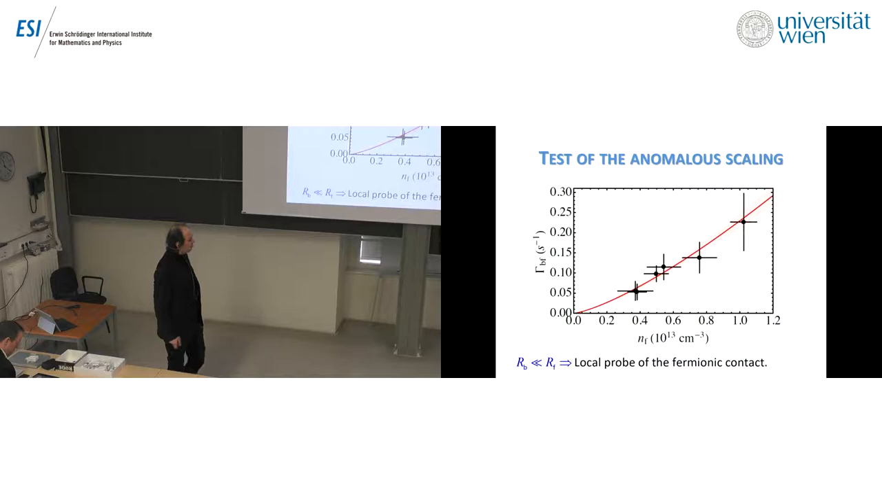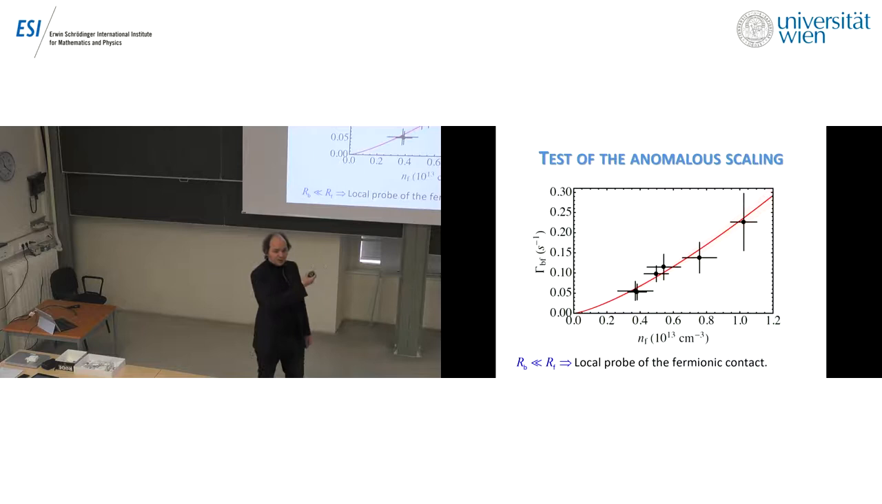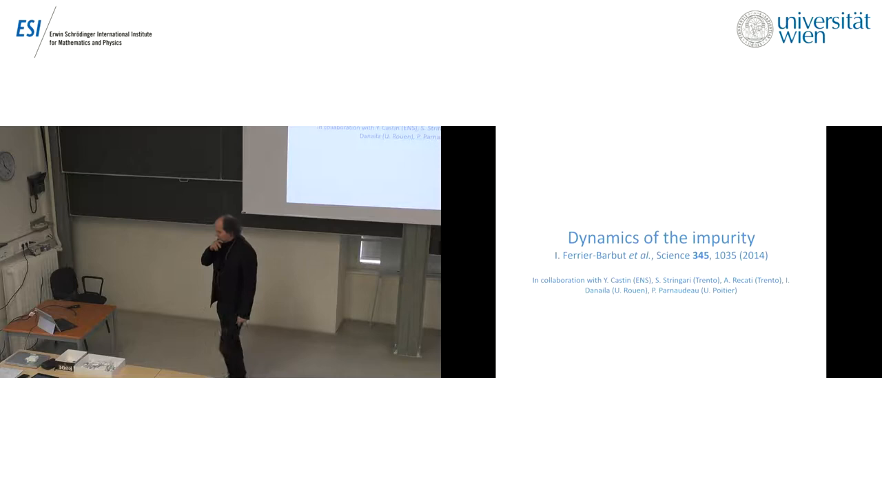And so this is the loss rate as a function of density, so when the scattering length between the fermions is infinite, so right at the unitary limit, and the points correspond to our measurements, and the red line corresponds to the prediction of our model using the value of the contact parameter and our calibration constant that we measured previously. And so you see that there is a very good agreement between both of them. So that's for the first part.